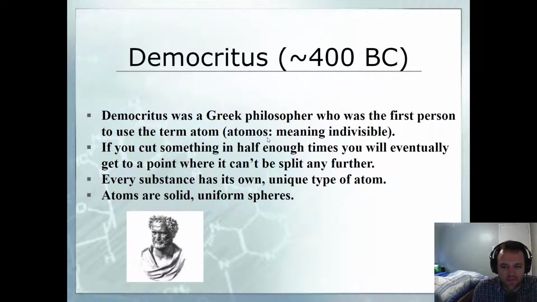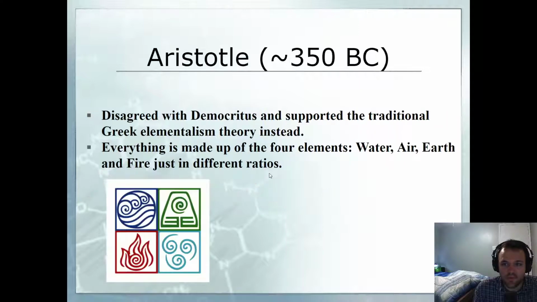So he thought that every single substance had its own unique type of atom. So there would be like wood atoms and rock atoms and chicken atoms and water atoms, all kinds of different stuff. And he thought that the atoms themselves, once you got down small enough, would be little tiny solid balls, spheres. And in general, he got pretty close. His general idea was not too far off from the truth.